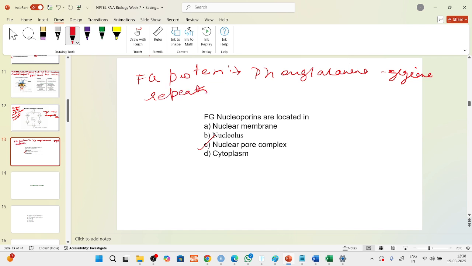Therefore, they play a crucial role in nucleocytoplasmic transport. How? Because they form a selective barrier within the nuclear pore complex. Just like a semi-permeable membrane, these FG proteins form a selective barrier. So the correct answer is nuclear pore complex because they are helping in the transport.